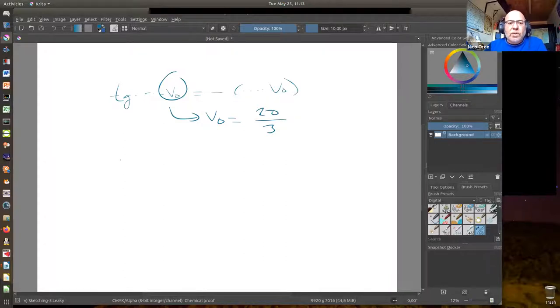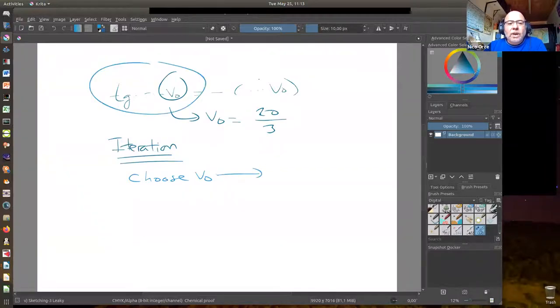So what we do is we solve it by iteration. And that implies that we keep giving values to V naught, right? Until this term equals this term, right? So basically you give a bunch of values for V naught and see here term one and term two of this equation. This is term one, as I explained yesterday, and this is term two.